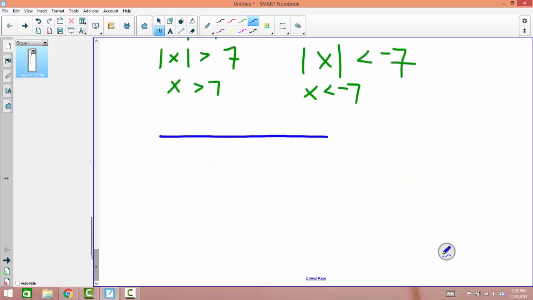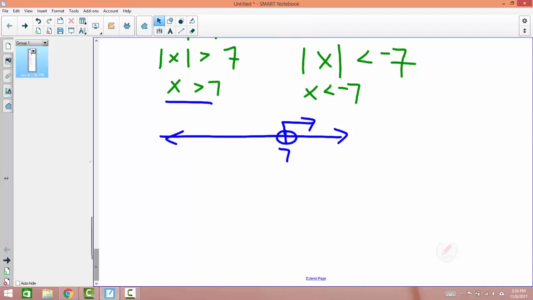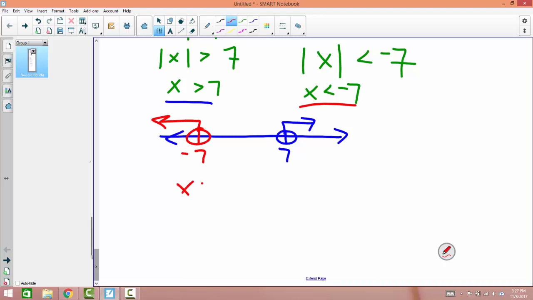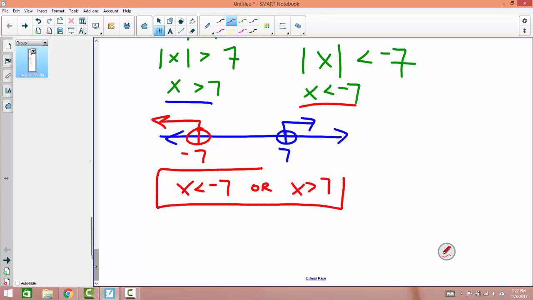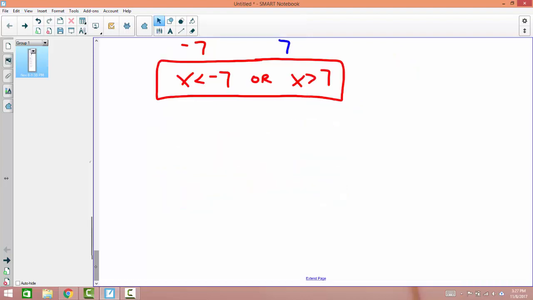And then you're going to plot both of these. So at 7, you have an open circle with an arrow right. At negative 7, you have an open circle with an arrow left. This is an or, so this is your answer. X is less than negative 7, or X is greater than 7. You can't put it together when it's an or, and then you might want to just test really quick. If you plug 0 in, it does not work, so you definitely did that right. Hooray!